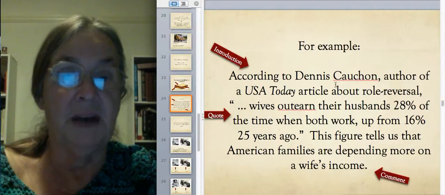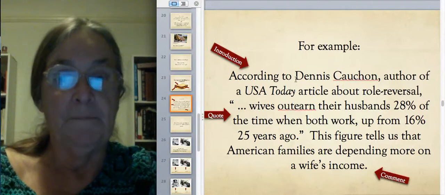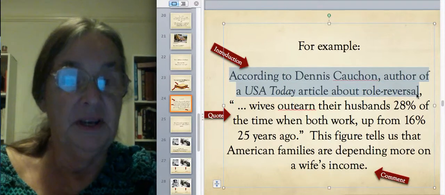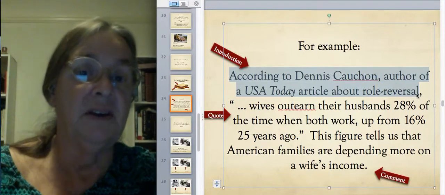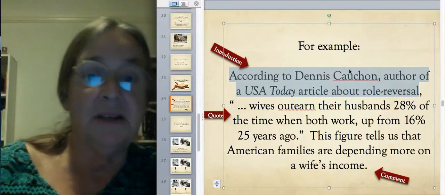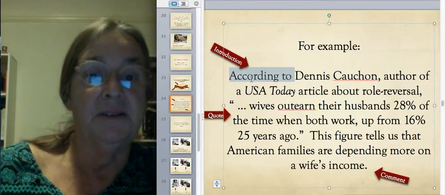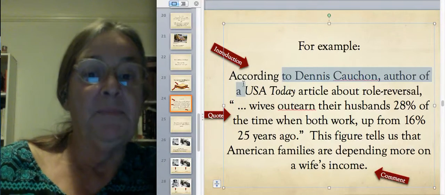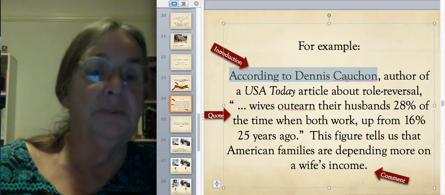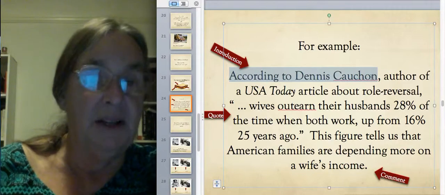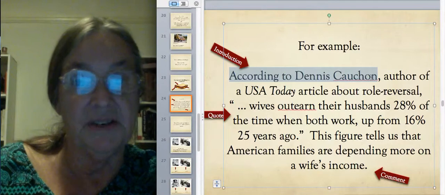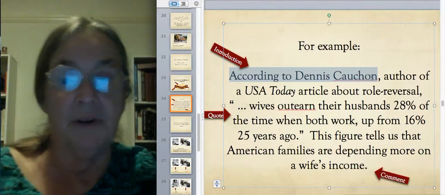Also notice how I use "according to." I've got "according to" the source. And a lot of you want to say "according to Dennis Cauchin, he says." But you don't say that, because that's what "according to" means. It means that he says that. So the structure for "according to" is: according to the person or the source, comma, and then you have a complete sentence that's either a quote or a paraphrase. We'll probably have to work on that more later.